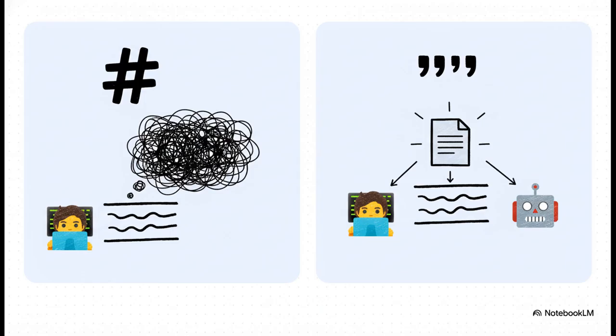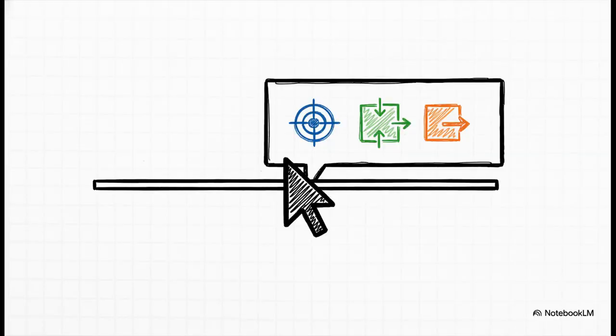Comments, the ones with the hash symbol, they're like little notes to yourself. They explain the tricky how of the code. But docstrings, the ones inside triple quotes, they're the official documentation. They explain the what: what the function does, what inputs it needs, what it gives back. And crucially, they are machine readable. So, a well-written docstring like this one acts as a built-in user manual. It spells everything out: the function's purpose, the parameters it takes, what it returns.